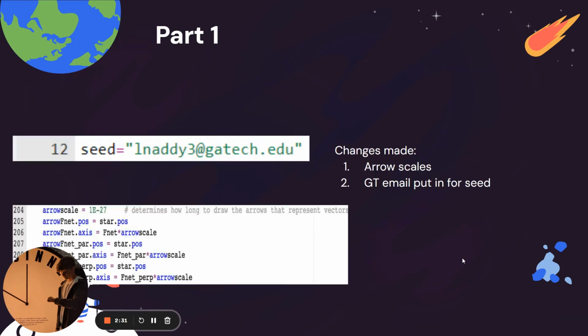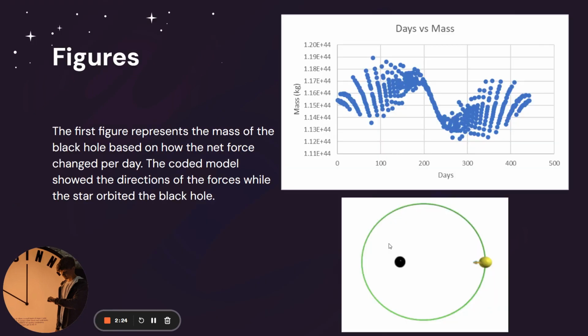I also put in arrow scales so that it would model properly, and for the seed I put in my Georgia Tech email. So for figures, this top graph represents the mass versus each day, because the net force is going to change as it goes through its orbit. And then this on the bottom is the star in its orbit around the black hole.